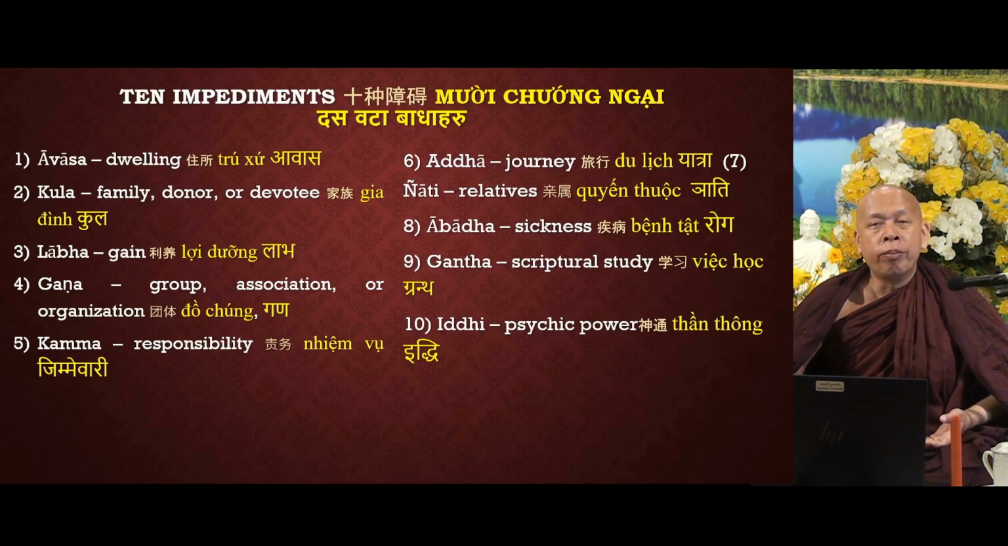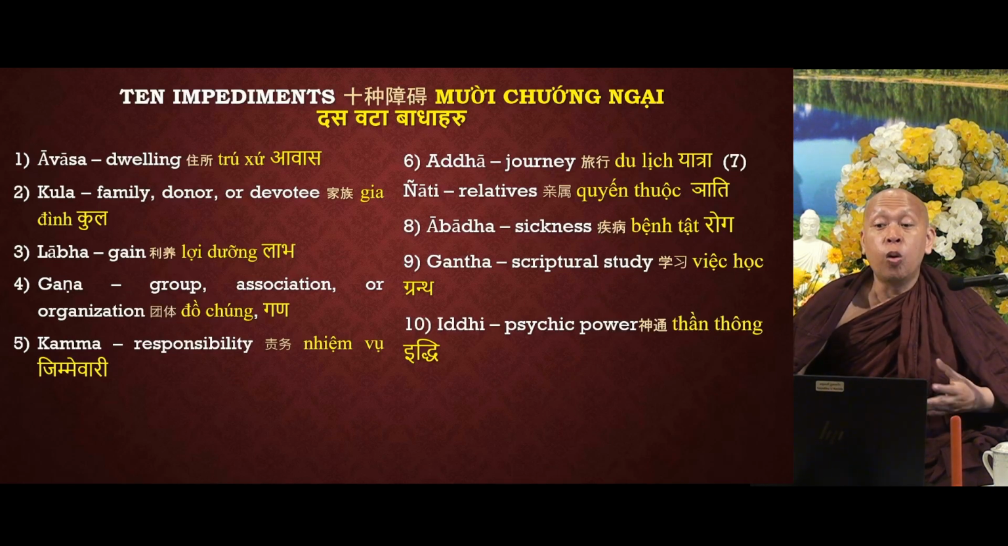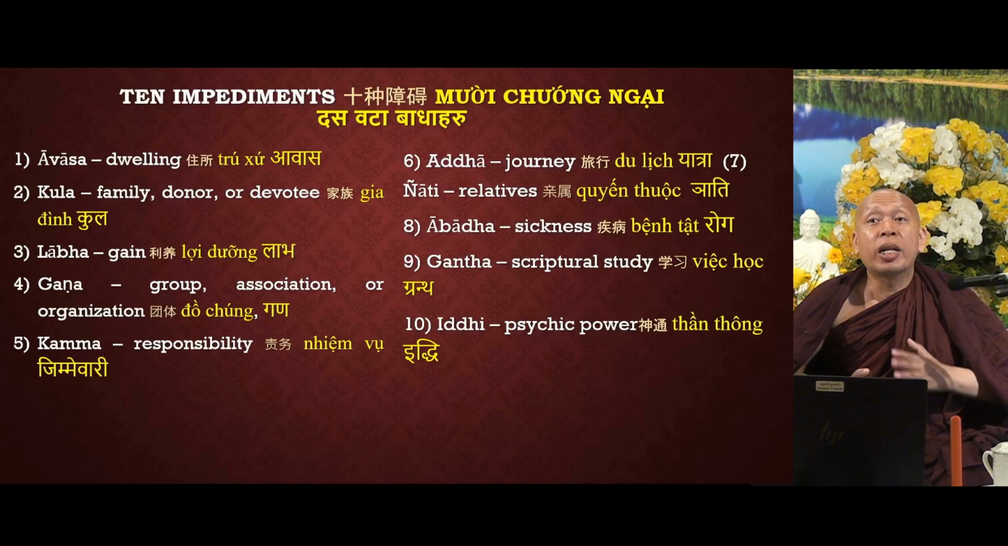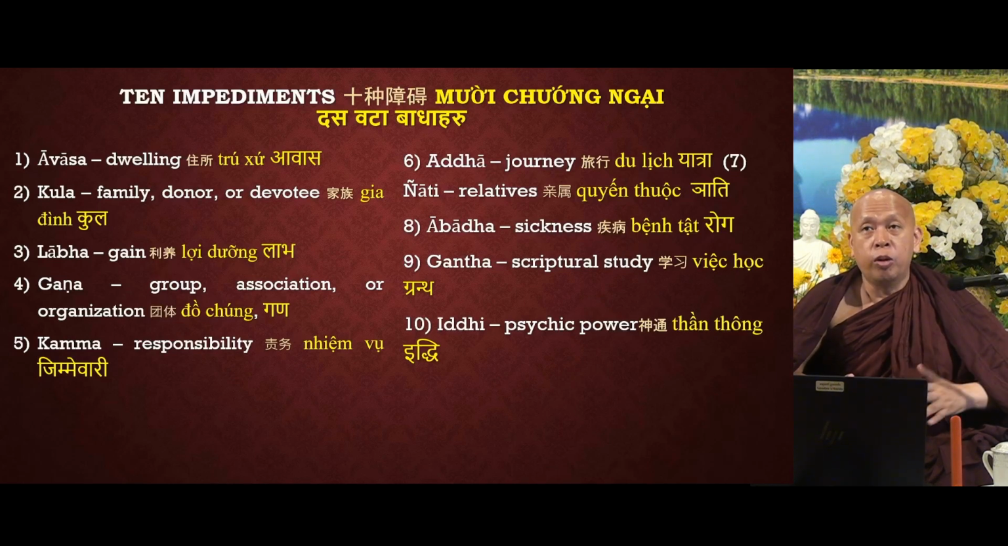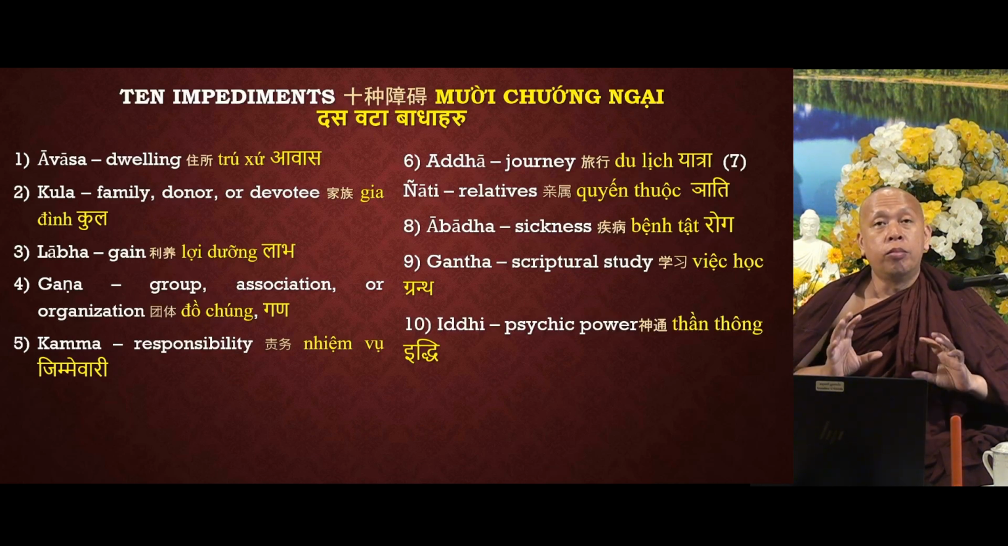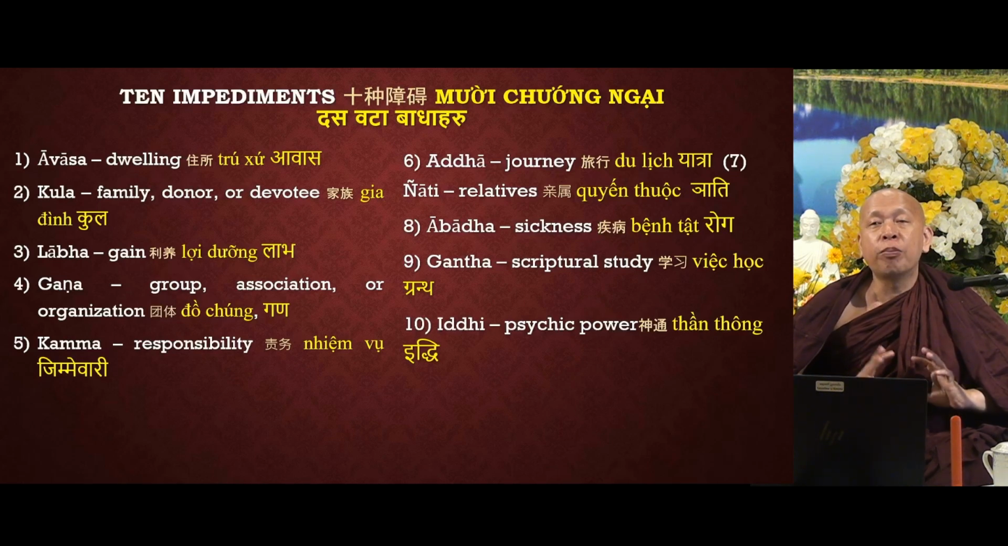So these are 10 impediments. When we have these 10 impediments, it will make our improvement slow. That's why when we have one of these impediments, we have to cut it as quickly as possible. We have to find the way to cut or overcome these impediments. These are major impediments, but we also have minor impediments.